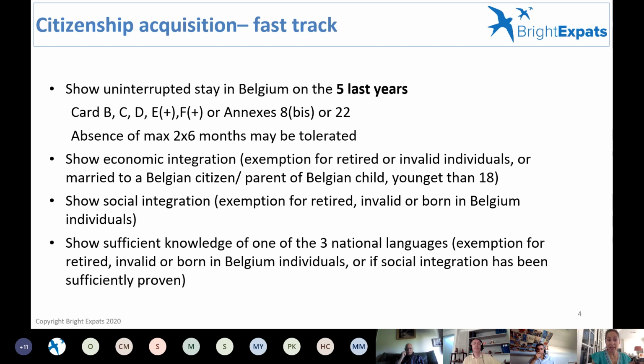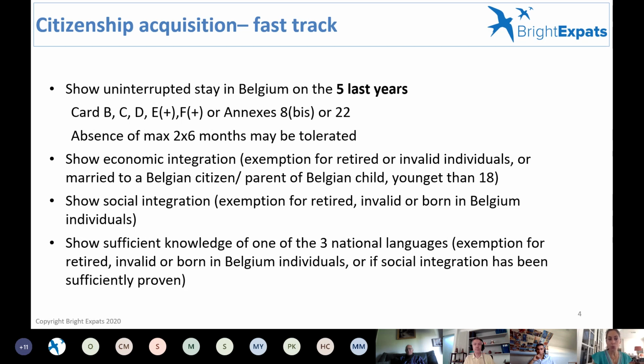You also need to be able to show social integration. It is actually an indication of how well you became a part of the community, the society in Belgium, by means of work, indeed, or following an education, participating in the community by volunteering or other activities, and again retired, invalid, or born in Belgium individuals are exempted from that condition.